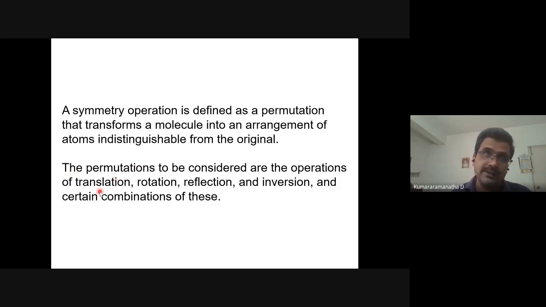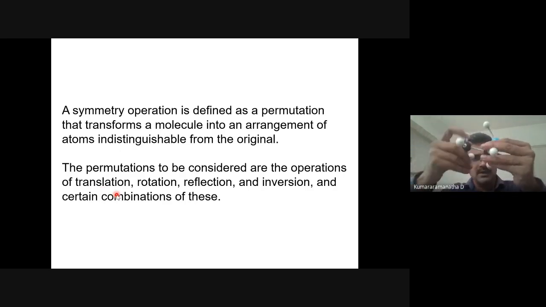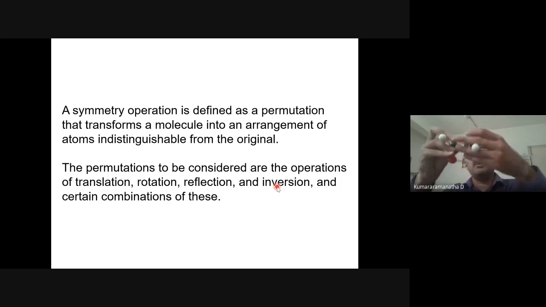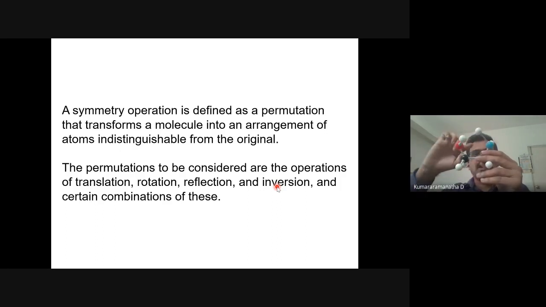Especially, you can do translation. Translation means you have an object here and you move it further, like x to x plus y. Or you can rotate, or you can do a reflection: take a mirror and you get a reflection. And inversion: for example, this blue ball and the corresponding red ball are inverted. Of course it's not only these four, but you can combine them. Any of these, if you do, you get symmetry.